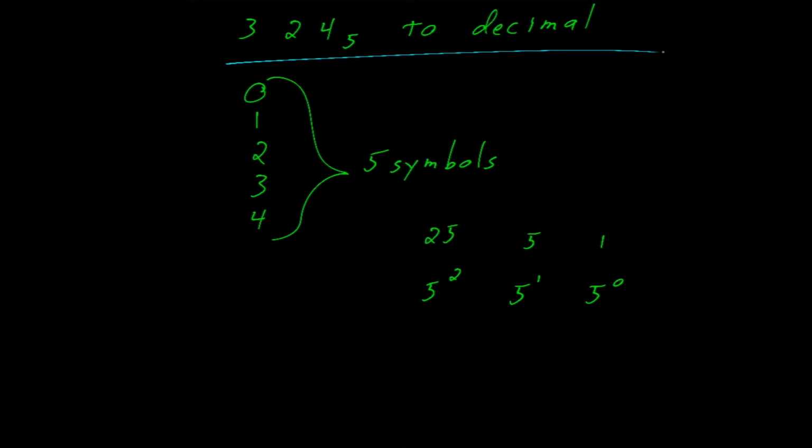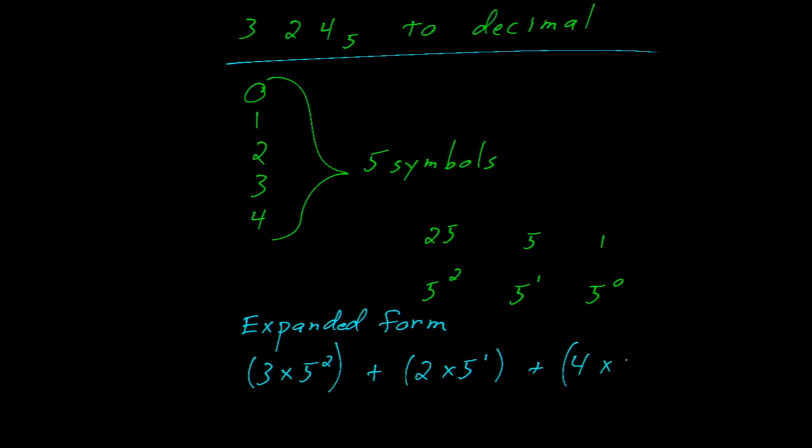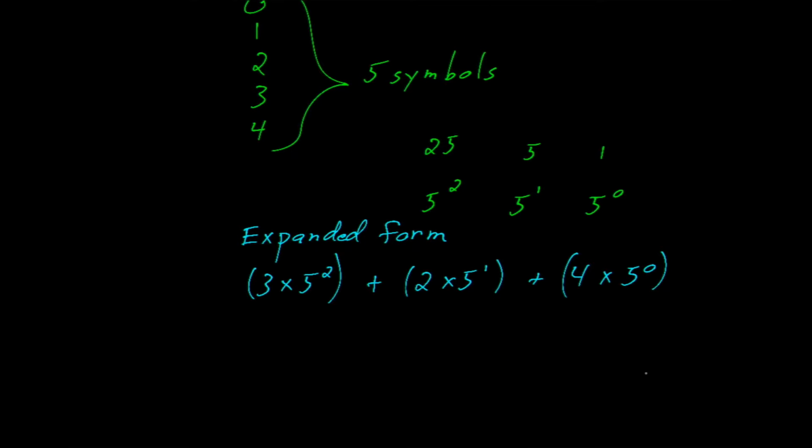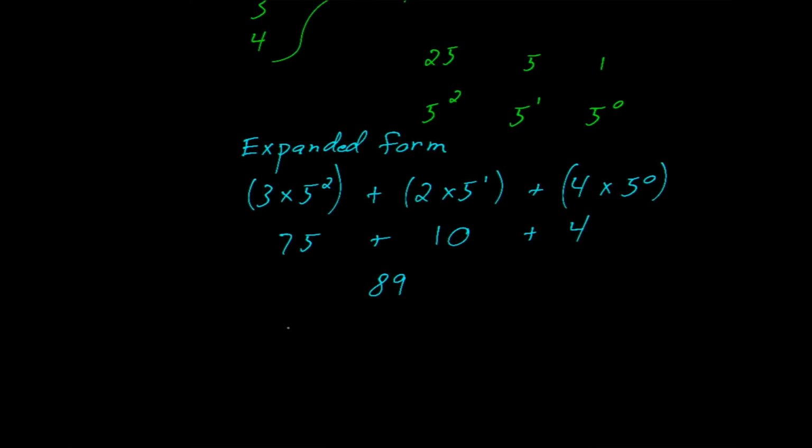To convert to decimal, I would recommend you write the number in expanded form. In this case, this is the 1's, this is the 5's, and this is the 25's. So we can write that as 3 by 5 squared. So we have 3 25's plus 2 by 5 plus 4 1's. Any number raised to the 0 power, of course, is 1. We can continue on. This becomes 75 plus 10 plus 4, and I believe all of that adds together to 89. So we finished the problem by saying 324 base 5 is equal to 89 base 10.